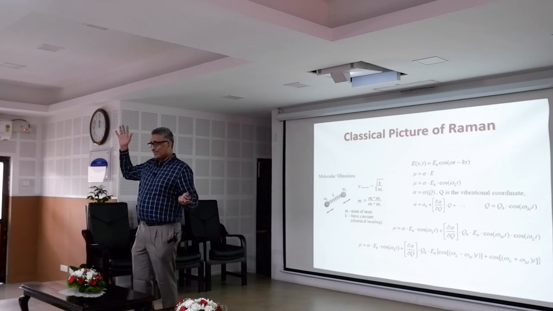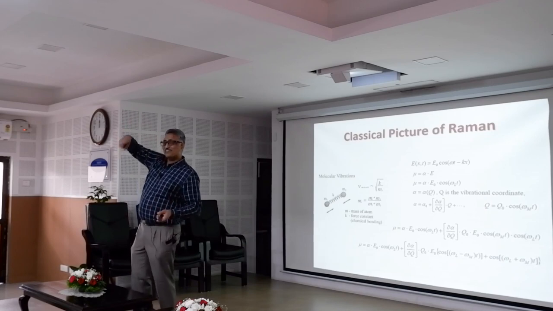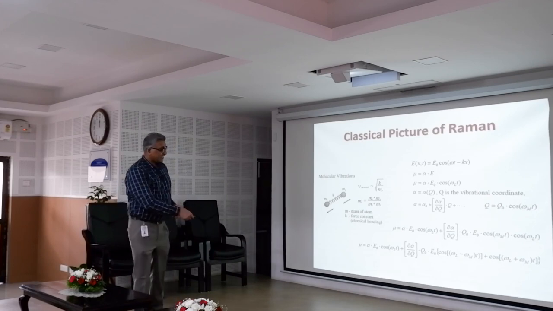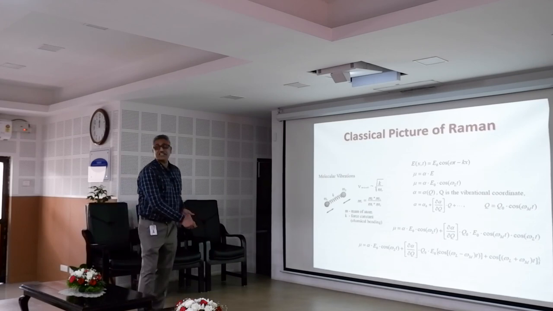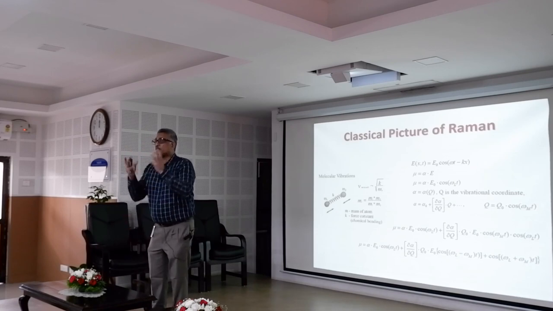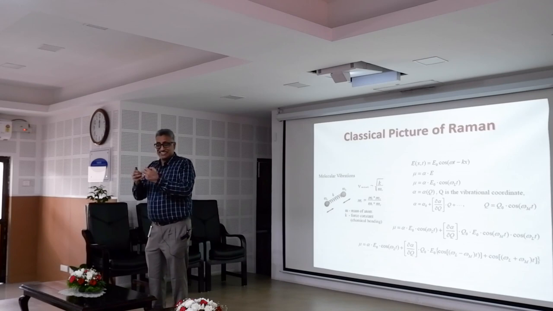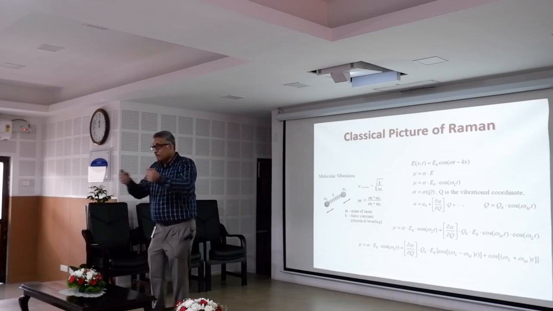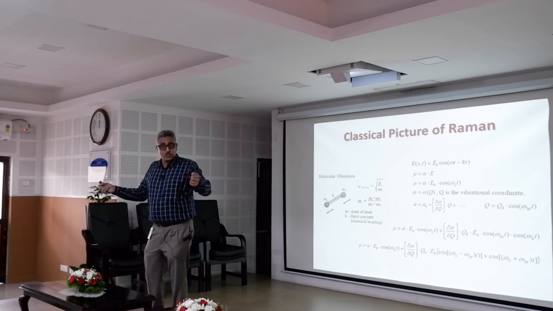Do you remember that? So that means the slope of the curve at that point is the differentiation, right? Here, ∂α/∂q is at the equilibrium position. That means alpha is what? Polarizability. How does my polarizability change? That is alpha, and that as a function of vibration is ∂q, right?